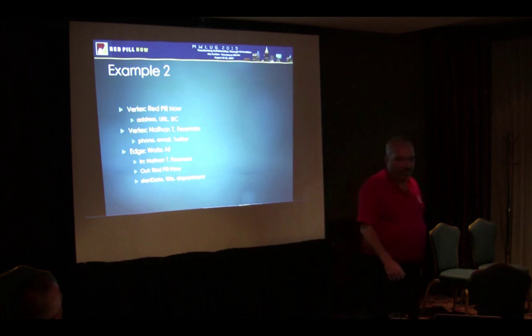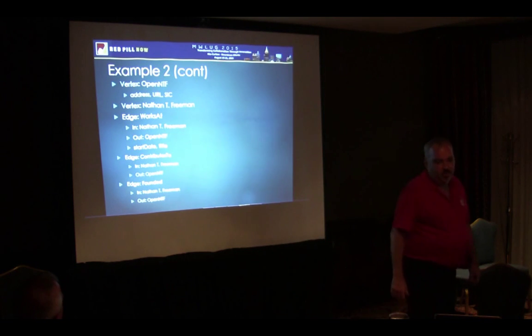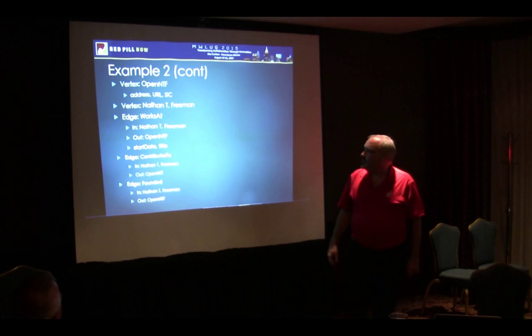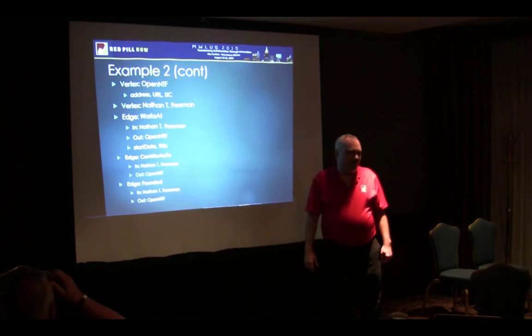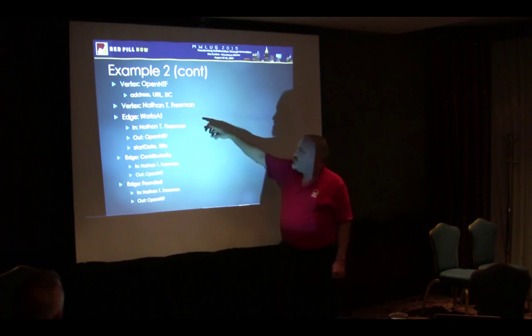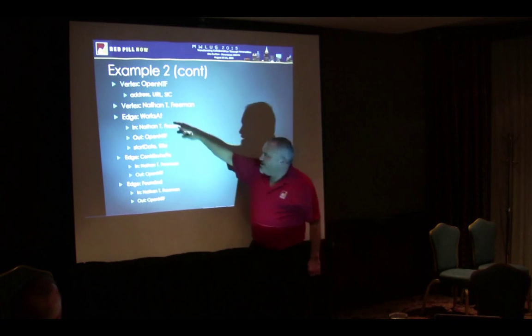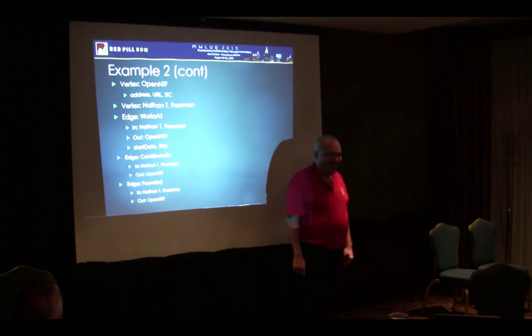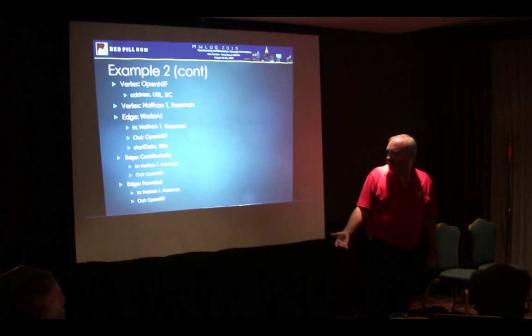Now let me give you a better example of why that's a problem. What if we had OpenNTF as another company in the same graph? So now you have Vertex Nathan Freeman. I have 3 different kinds of relationships, right? And they all mean different things.